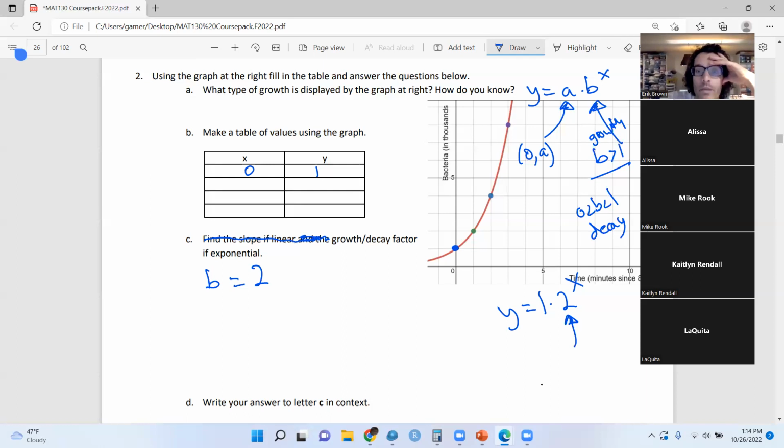Yep. And we found that by these points that we had here. So (0, 1), (1, 2), (2, 4), (3, 8). And we just noted that we multiplied by 2 for each one of these to get the next value. That's one way to find it. The other way is if you type this table in Desmos, it'll spit out this exact equation.